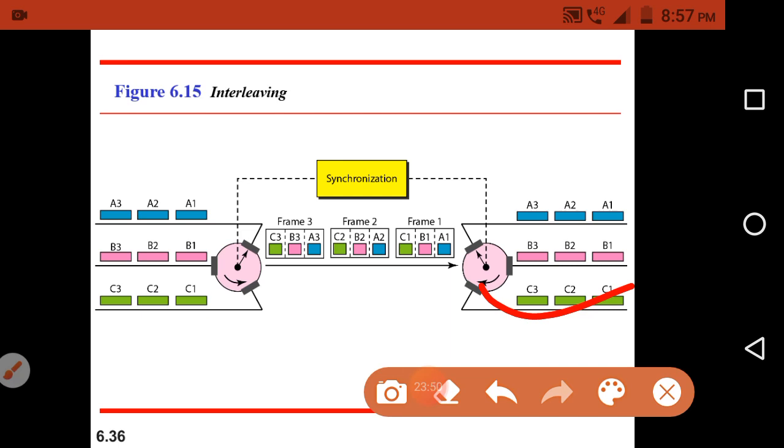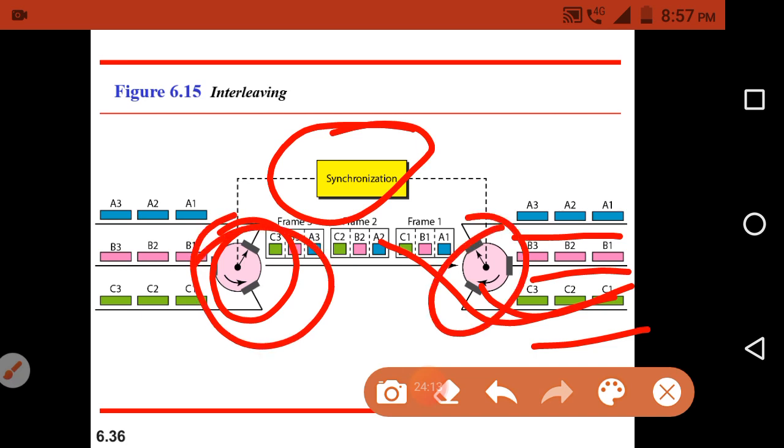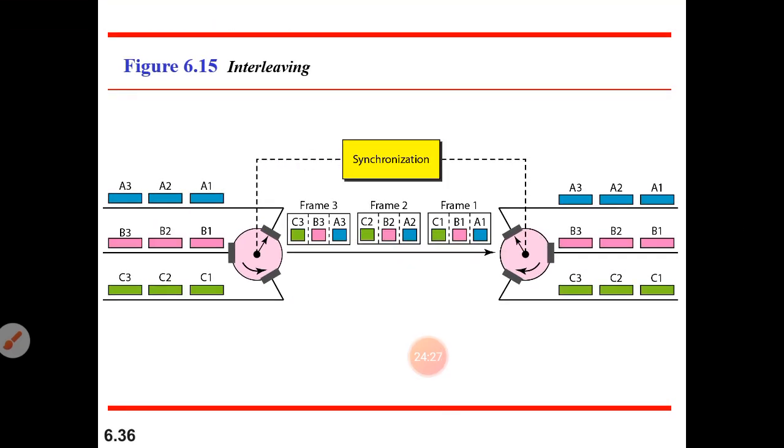The rate at which we send data units over the link is the same as the rate at which each connection receives data from the link. That is what we call synchronization. Each switch is synchronized, meaning every t seconds a connection sends data over the path and every t seconds a connection receives data from the path. So the switches are synchronized here, and that process we call interleaving.